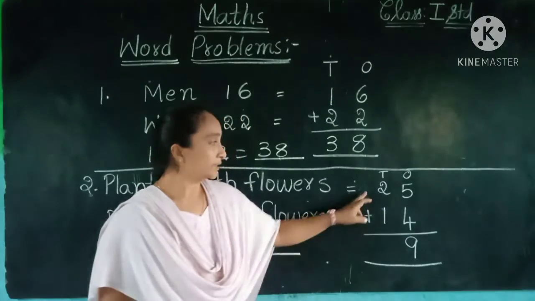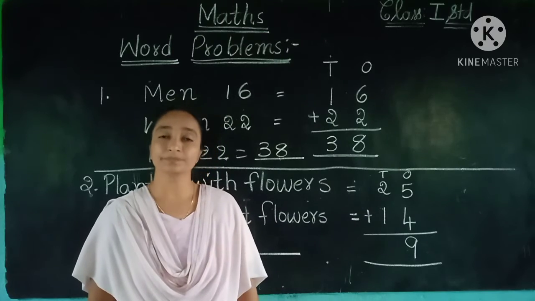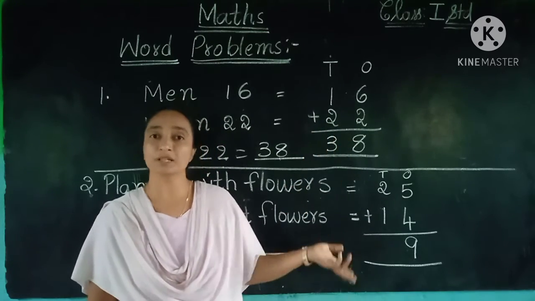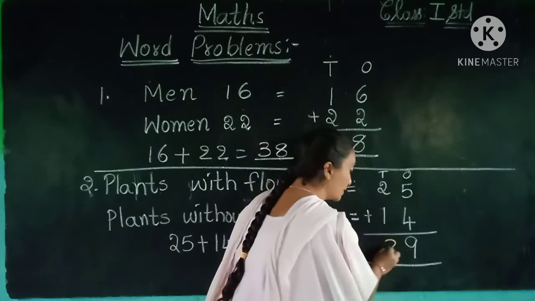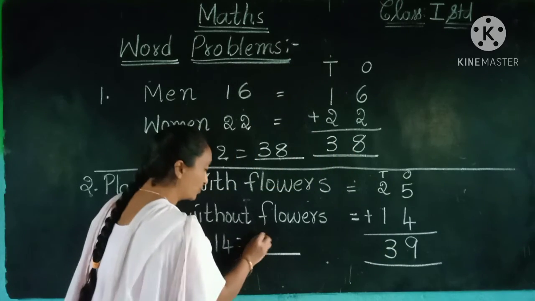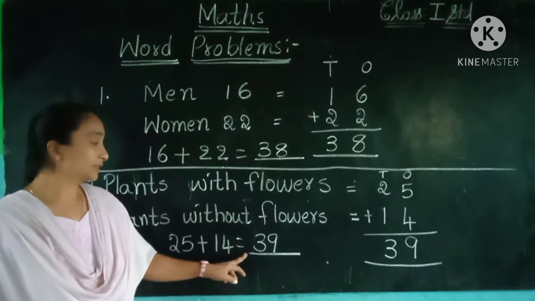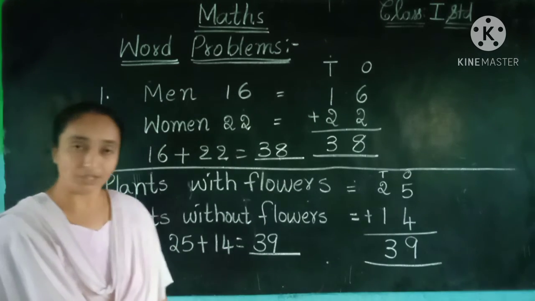So 9. And the tens place, 2 plus 1? Yes, the 3. If you add 1 plus 2 also 3 only, 2 plus 1 also 3 only. So here we can write the 3. So 39. So how many plants are there in all? 39 plants are there in all.